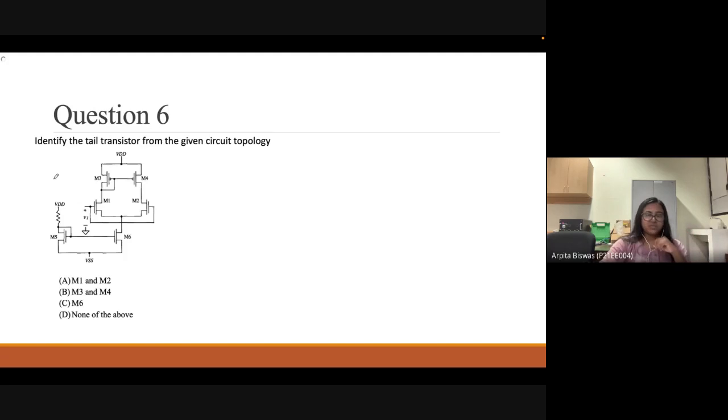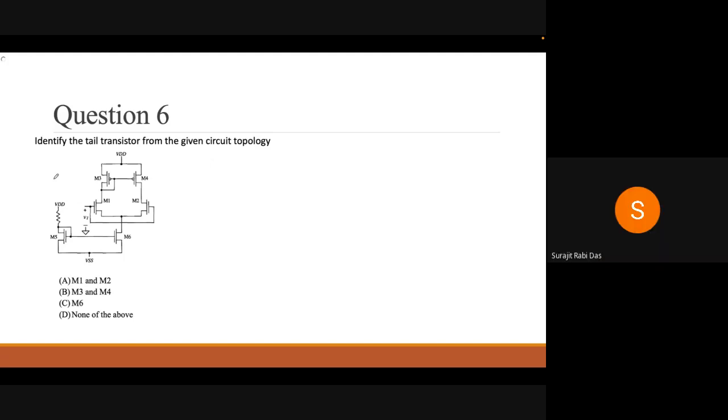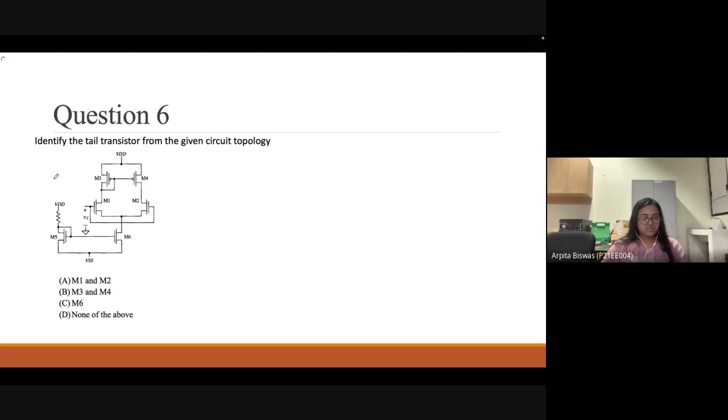So this is question number 6. Identify the tail transistor from the given circuit topology. See the circuit carefully and try to give the answer. The first option is M1 and M2. The second option is M3 and M4. The third option is M6. The fourth option is none of the above. Yeah, it is the third option, M6 only. Okay. And Bhavani, what is the right answer?